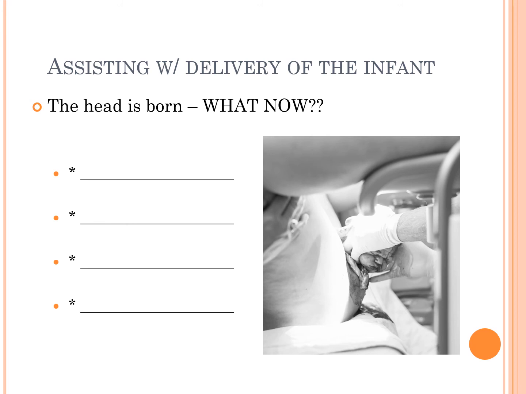On the next contraction, you're going to have the woman push, and as they push, those shoulders will deliver. Usually you'll see the doctor pull down, or you'll pull down to have that first top shoulder deliver and then the bottom shoulder deliver. And usually after the shoulders come out, the body just comes right with it.